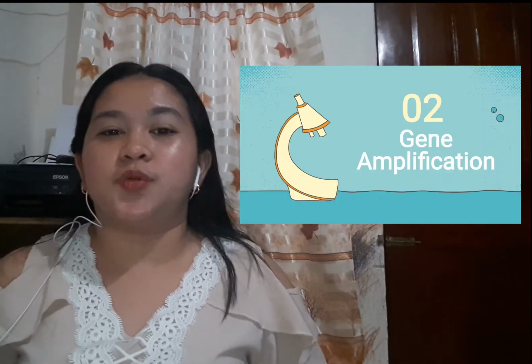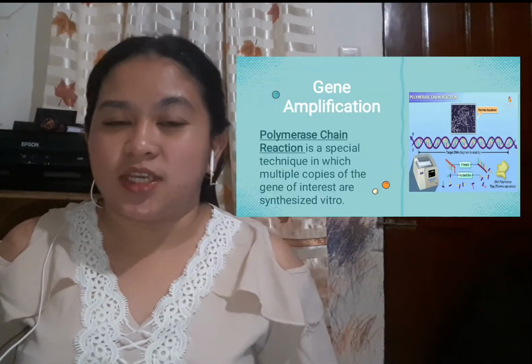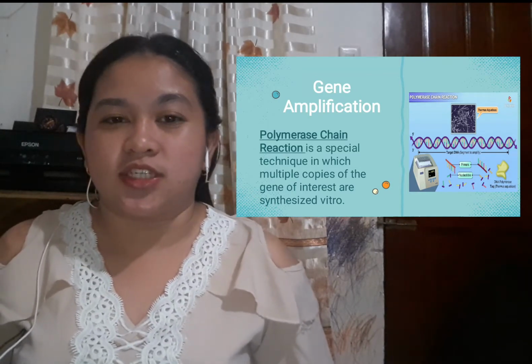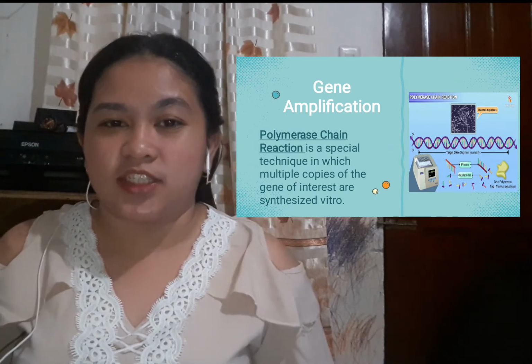So let's move on to our second subtopic, which is all about gene amplification. Let's talk about how the recombinant DNA containing the gene of interest is amplified. Well, the gene of interest is amplified by using the process of PCR, or what we call polymerase chain reaction. PCR is a special technique in which multiple copies of the gene of interest are synthesized.